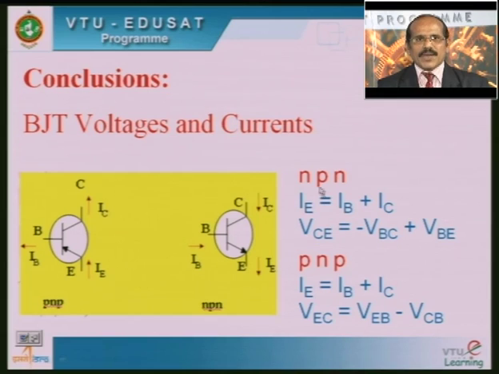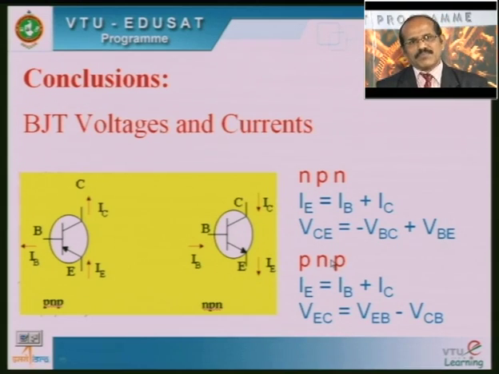So for the NPN transistor, if you apply Kirchhoff's current law, IE is nothing but IB plus IC. Similarly, VCB is nothing but the summation of the collector to emitter voltage and the base to collector voltage. This can be further modified as VCE equals minus VBC plus VBE.